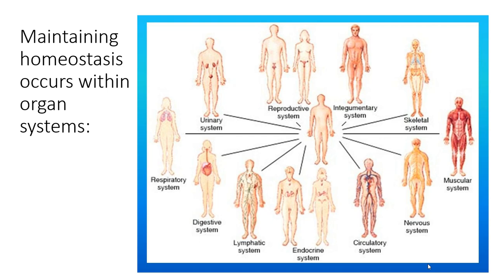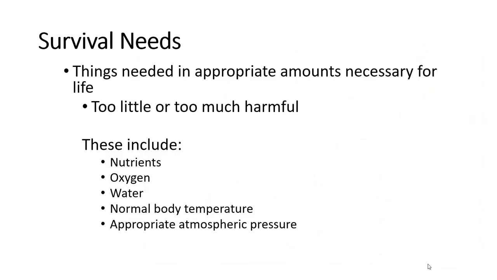All right, so maintaining homeostasis occurs within our body systems. As we look at the list of survival needs, things that our body needs in order to maintain life, we're going to briefly look through this list. The things needed in appropriate amounts for necessary life. If we have too little or too much of any of these particular items, our homeostasis will become off and the ability to maintain life becomes challenged.